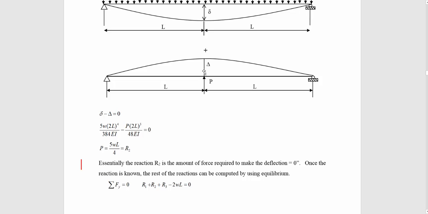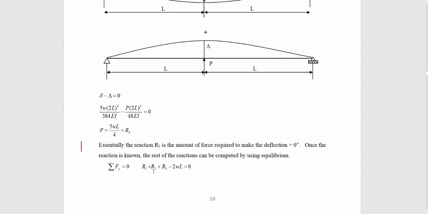This load represents the reaction at joint 2. By using the equilibrium equation, summation of y equals 0, R1 plus R2 plus R3 minus 2WL equals 0. Now we know what R2 is. R2 equals 5WL over 4. R1 and R3 are equal because it is symmetric.